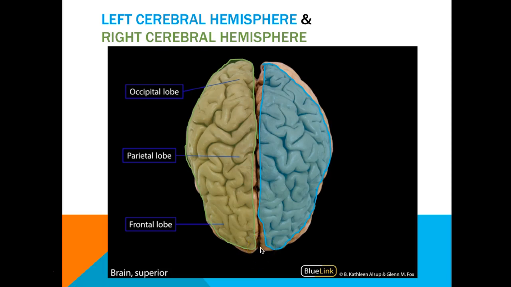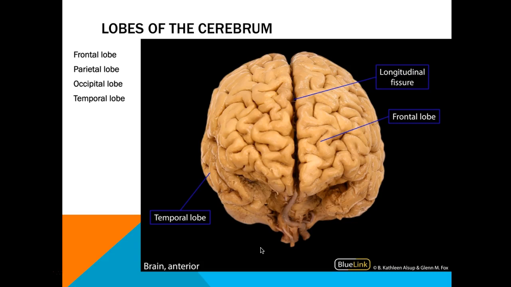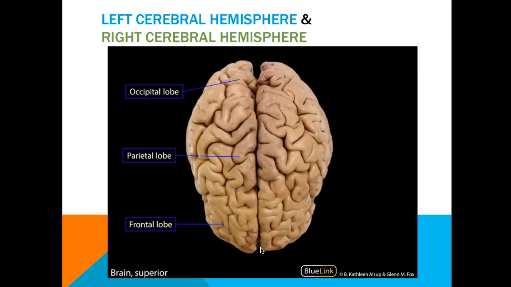On the brain, we can also see a couple different lobes. We have our frontal lobe, the parietal lobe, and the occipital lobe, and all of these were named based on the bones that overlie them.